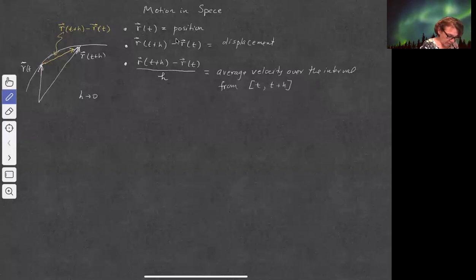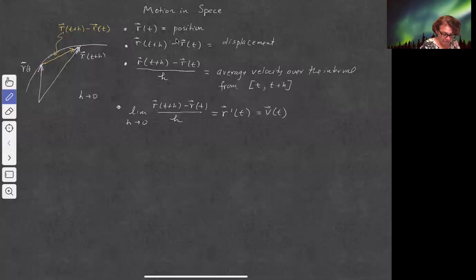Now, because we're taking calculus, we want to make h go to 0. And so we want to talk about the instantaneous velocity, or the velocity function. So we want to take the limit as h approaches 0 of r(t+h) minus r(t), divided by h. And we know that if this is defined, it represents the derivative, r prime of t. It also represents the velocity function, v(t). It's the instantaneous rate of change of the position over time. So this is the velocity function.